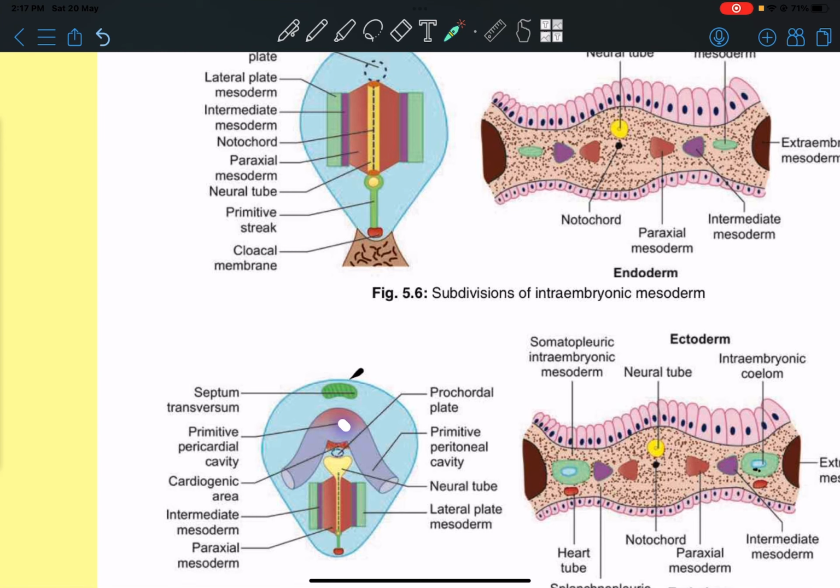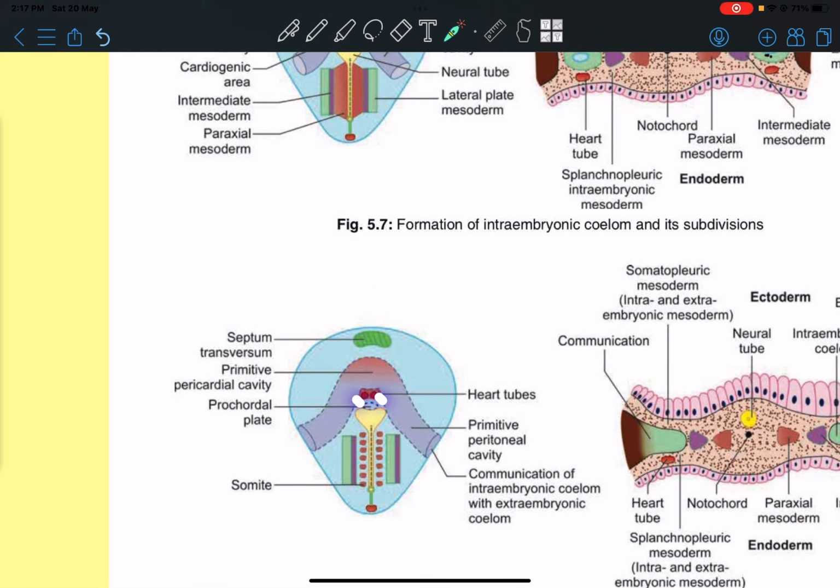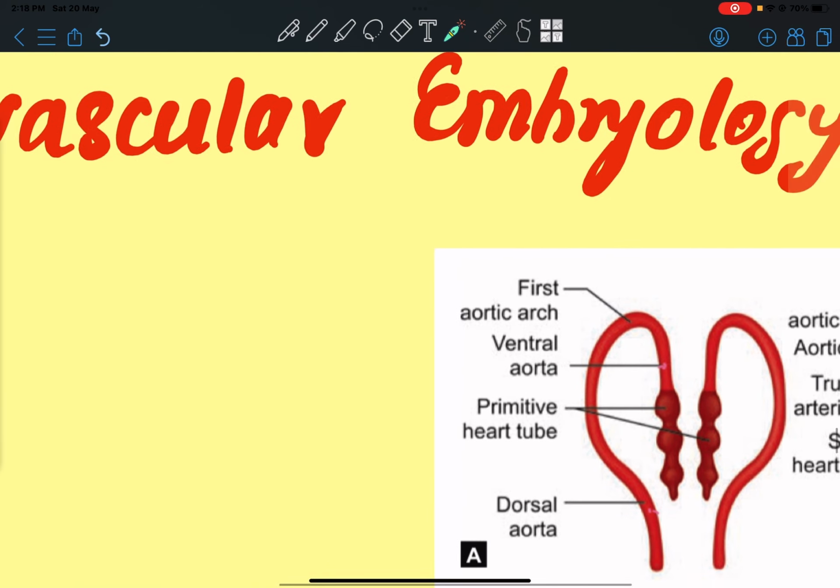The area which is cranial to the prochordal plate is called the cardiogenic area. So here you have the cardiogenic area. And this is where the two heart tubes come to lie. So the two heart tubes develop in the cardiogenic area. How? The whole chemical process, God knows who has remembered that, but something happens and you have your two heart tubes. And then after the formation of the two heart tubes, there is folding and everything, and eventually it will come to look like that.